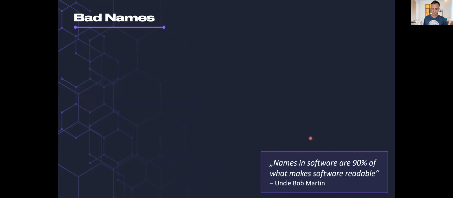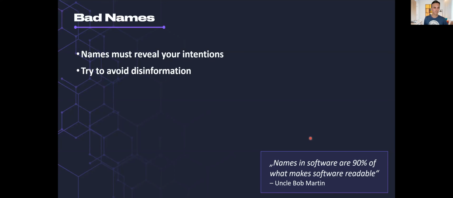So when we talk about clean code, we must talk about names. And naming is one of the hardest things in software engineering. How do good names look? Names must reveal your intentions. Try to avoid disinformation. Write names which are understandable to someone other than you. Try to put yourself in other people's shoes.